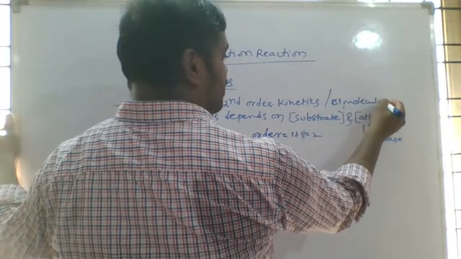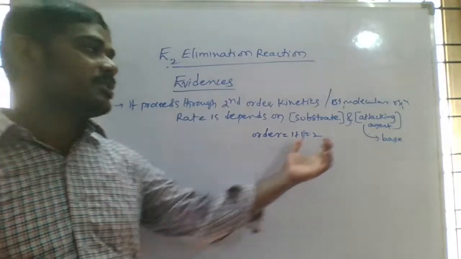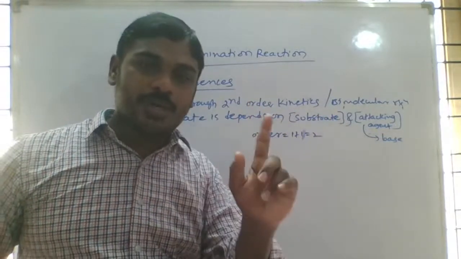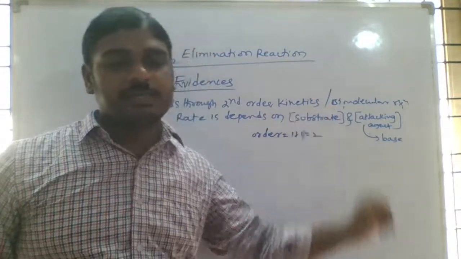Bimolecular reaction means in the rate determining step, two species are involved. One is a substrate molecule, another one is the attacking agent, the base molecule.